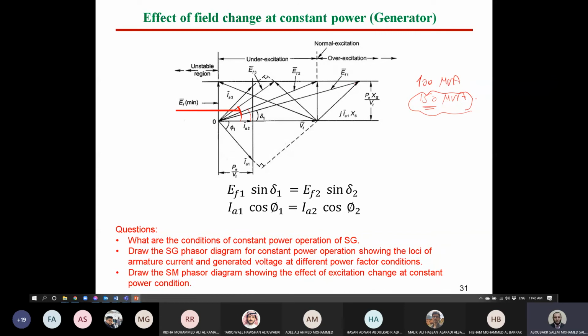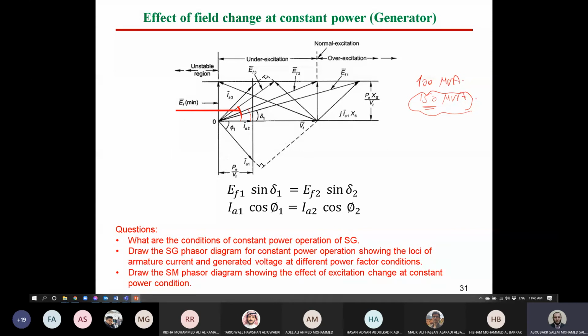Let's see, in case of EF1, you will find that at EF1, the current is lagging now. So we can change the power angle, or decrease the power angle, by increasing excitation. This is very important to be understood. And this is what happens in power plants when we need to increase the load. So this is an example.